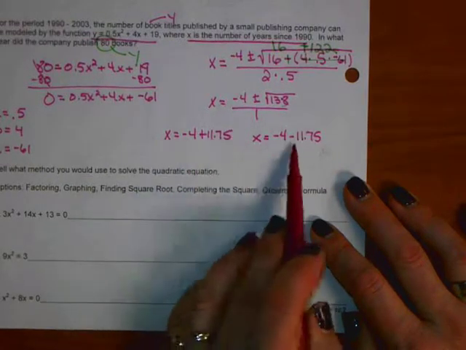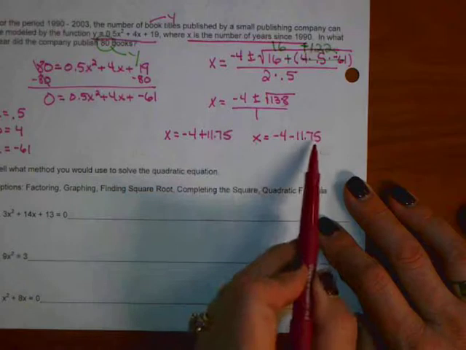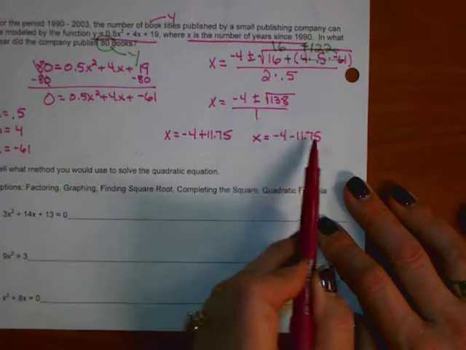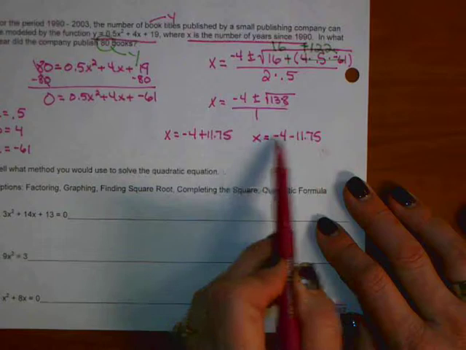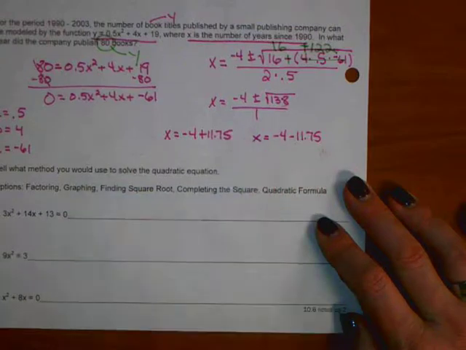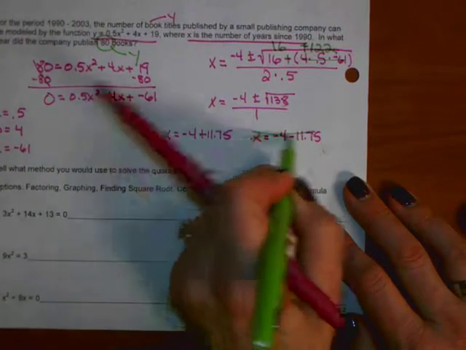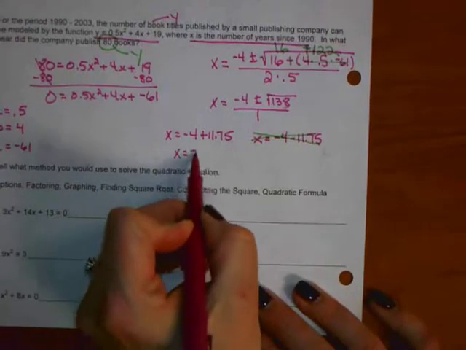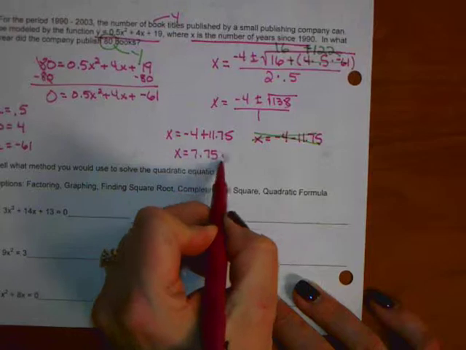So I did the plus and I did the minus. Hey, wait. Am I going to get a negative here? This one right here will give me a negative, won't it? Can I have a negative number of years? No. So this solution is irrelevant. We won't use that solution. This one here will give me 7.75 years.